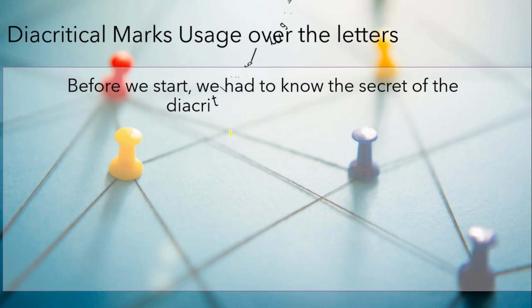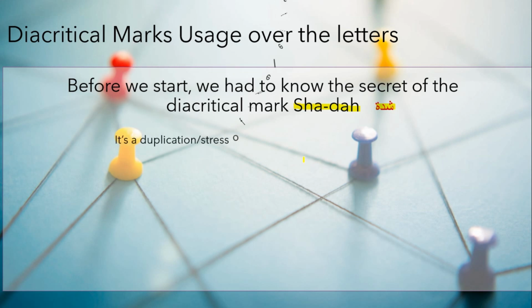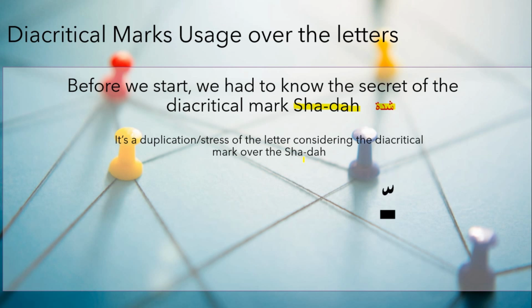We need to know, before we do that, that there is a secret about the diacritical mark shadda, as I explained earlier. Shadda is really not like any other diacritical mark, because all of the diacritical marks in the Arabic language can be used with the shadda. It's a duplication and stress, as we explained. And this stress looks like this one, shadda. When you don't find anything over the shadda, that means there is sukun there. We don't write the sukun.